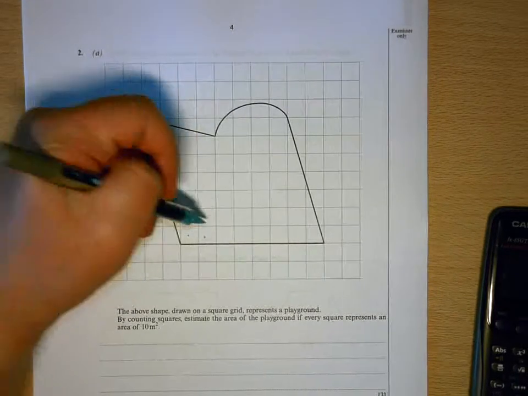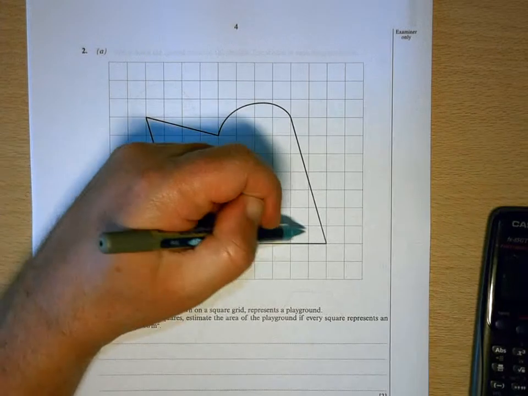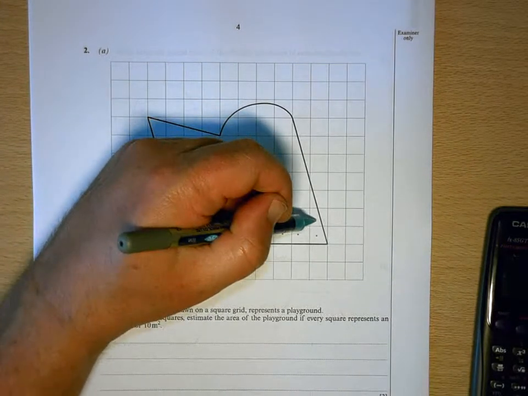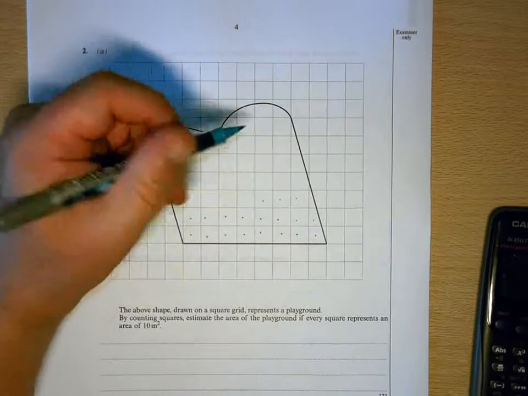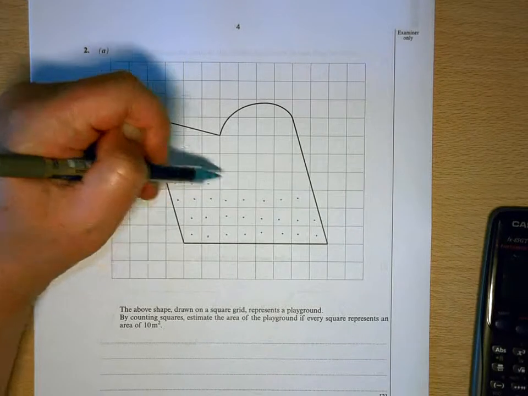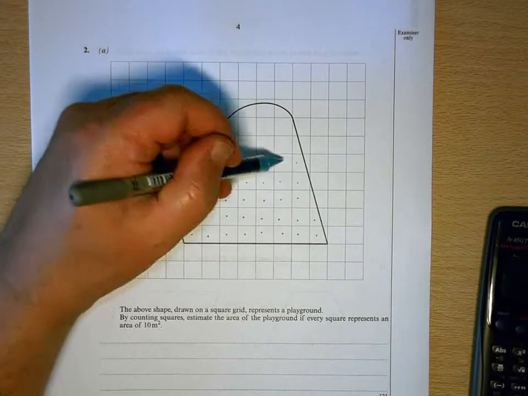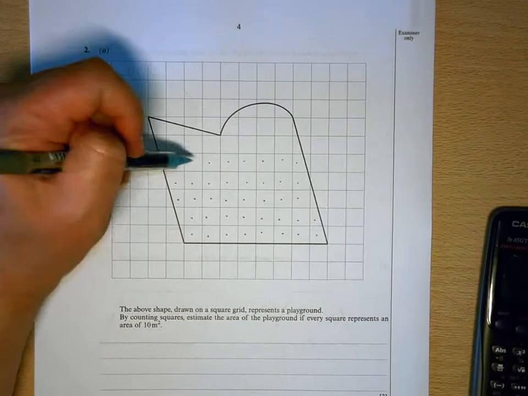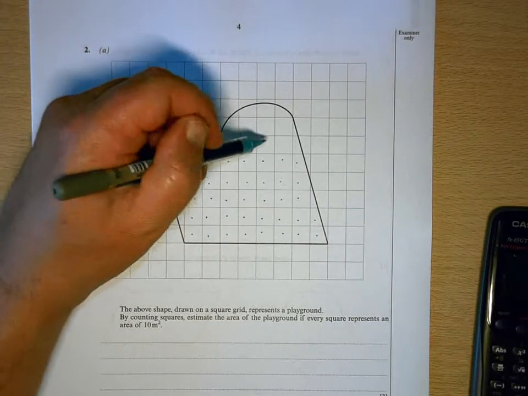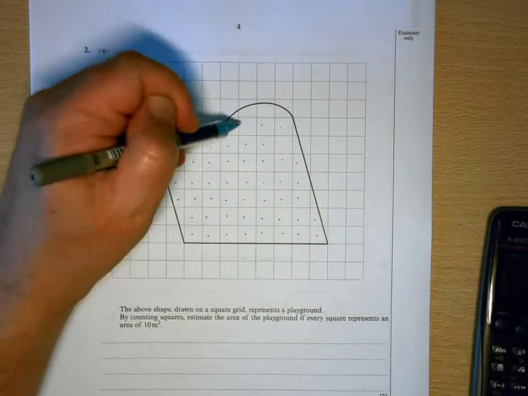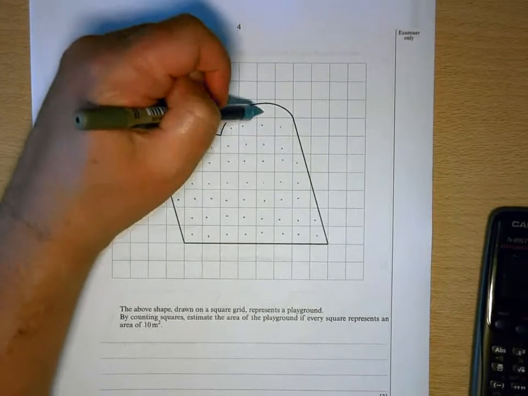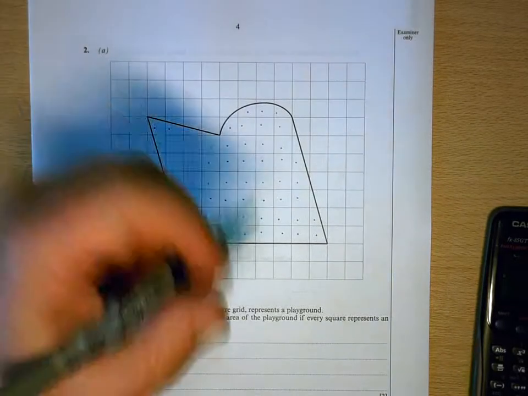So 1, 2, 3, 4, 5, 6, 7, 8, 9, 10, up through 20, 30, 40, 50, 57 squares.